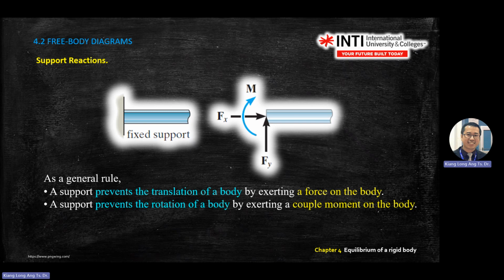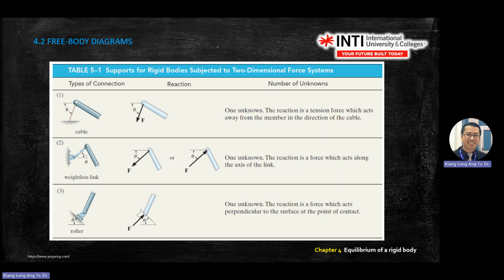This one is 2D. What happens in 3D? 3D means you add one more Z direction because it cannot move in Z, and there are 3 moments for all the axes. If you go to the appendix inside the Canvas, or download the tutorial questions for chapter 4 in the Canvas, you'll see a long table for all the supports. I won't go through all of them. This is your homework, and you go and see.